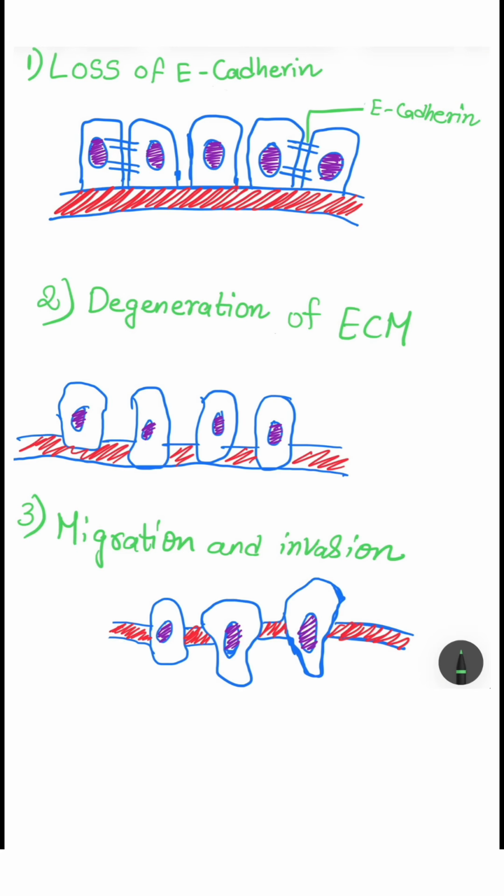So what happens is that there is a loss of E-cadherin. E-cadherin helps in cell adhesion. Since there is loss of E-cadherin, the cells are not adhered to each other, and there will be degeneration of extracellular matrix by proteases, which are produced by the tumor cells. Once the extracellular matrix gets degenerated, the tumor cells migrate and invade the underlying tissue. Actin filaments present in the cells help in the movement of tumor cells.